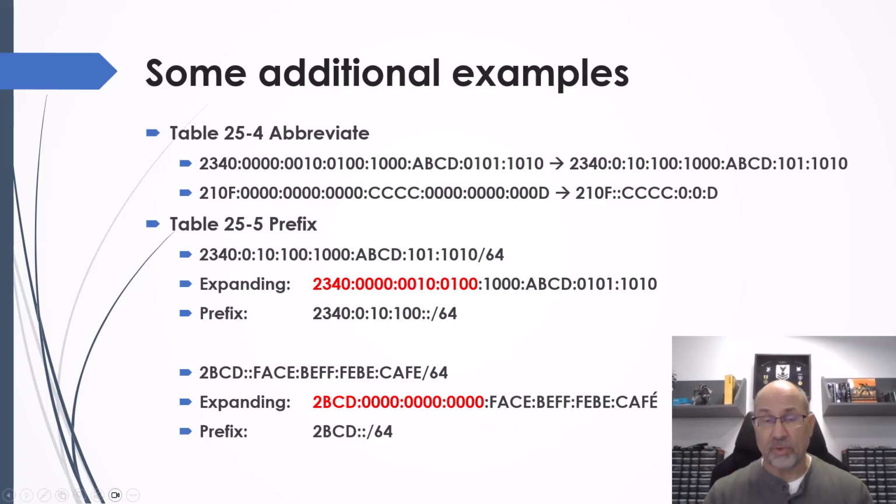So there you have it. Hopefully you followed those examples. Do the examples in the book. Make sure you understand how this works. But right now, let's do the chapter questions.